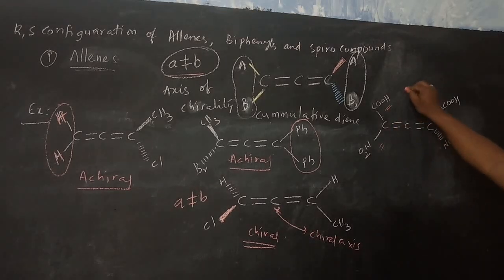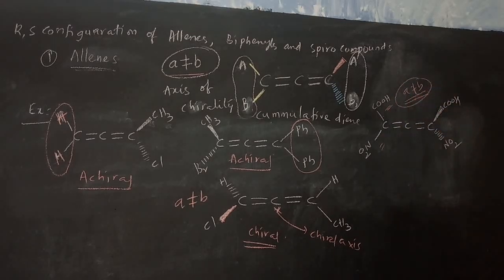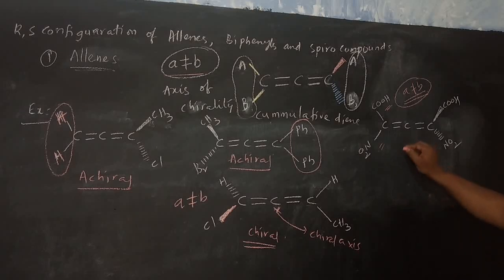So A is not equal to B. The two ends, this end and this end, are different. These two are identical, but A is not equal to B. So the condition is A is not equal to B, and that's why it is also a chiral molecule.